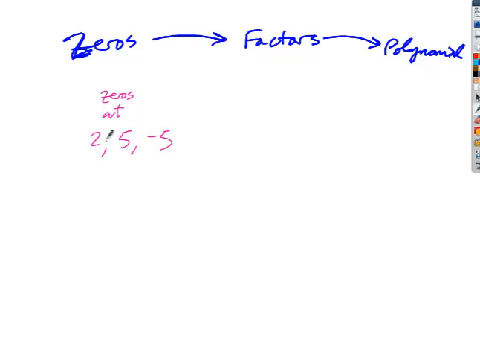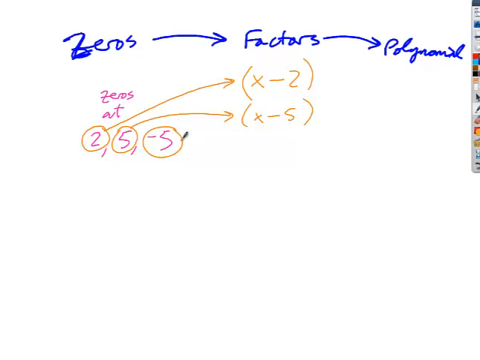Okay? Well, if we have a 0 of 2, here's what happens. We say if that's a 0 of the polynomial, then a factor of the polynomial must be x minus 2. If that's a 0 of the polynomial, then x minus 5 must be a factor. And if that's a 0, then x plus 5 must be a factor. So if I want to build a polynomial, all I have to do is just multiply these together.